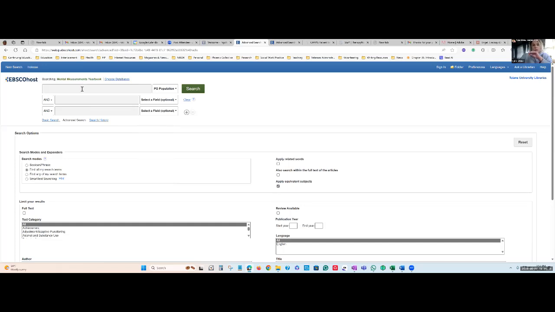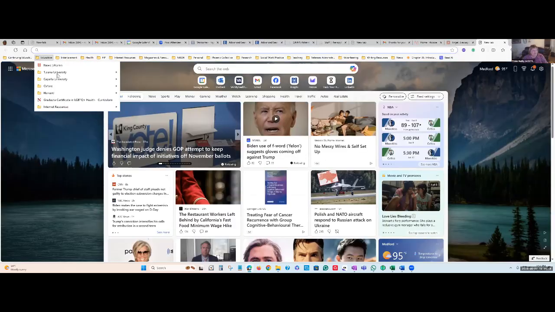Can we back up a tiny bit? How did you get here? So I just searched EBSCOhost, mental measurements yearbook, and I got to a screen that looks different than yours. Well, maybe it's because I'm not signed in. Did you sign in? No, do I sign into EBSCO.net? Yes. Let me see if I can get there.